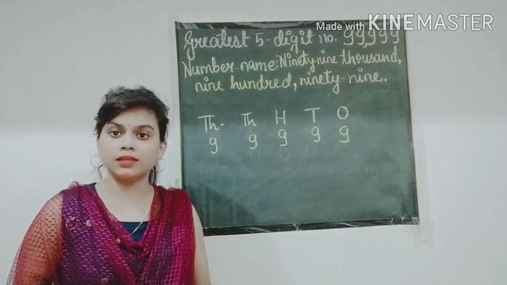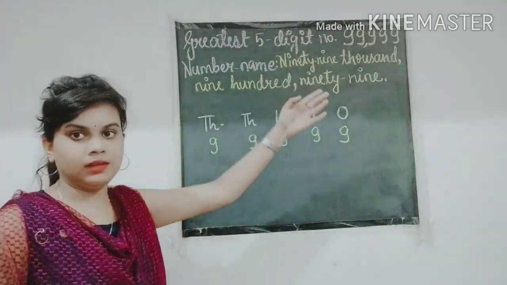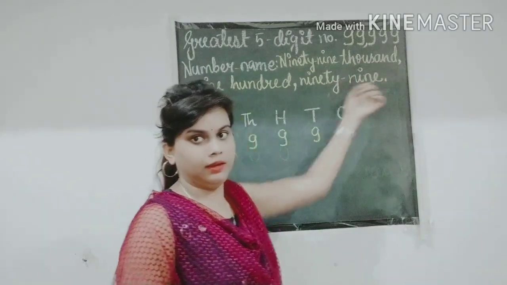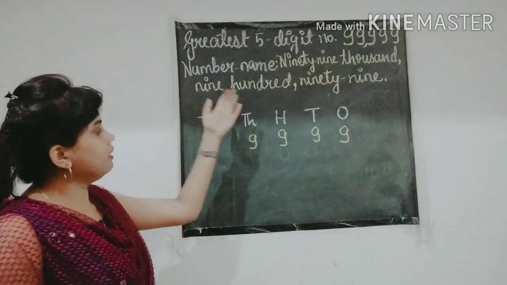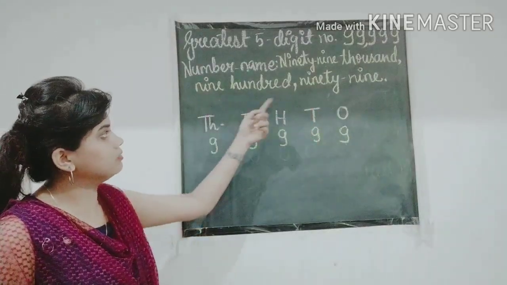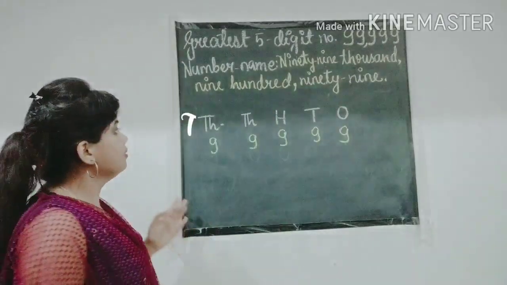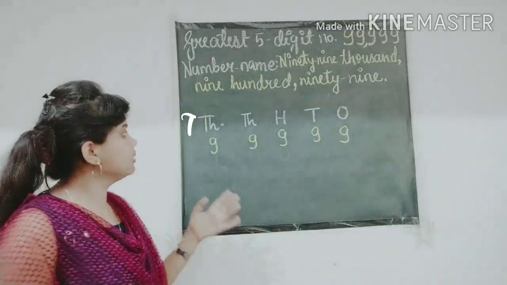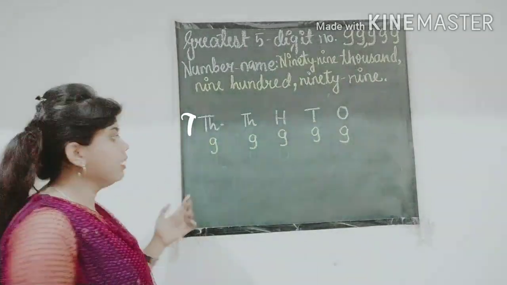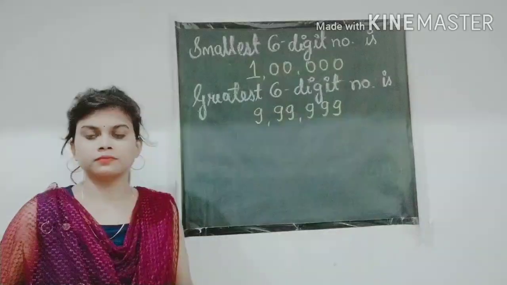Similarly, we have the greatest 5-digit number, that is 99,999. It is written as 99,999. Now the number name for this is ninety-nine thousand nine hundred ninety-nine. The place value chart for this is ones, tens, hundreds, thousands and ten thousands. And all the places are occupied by 9.